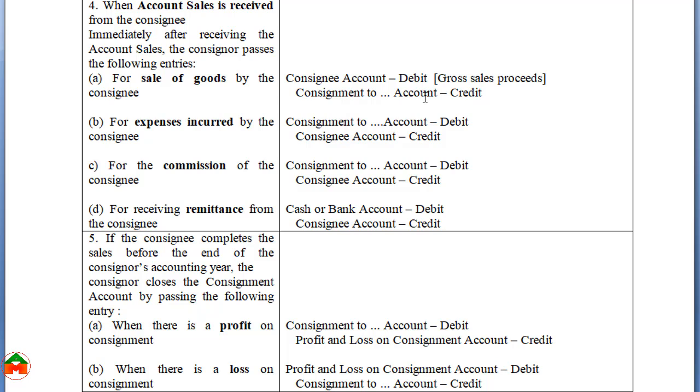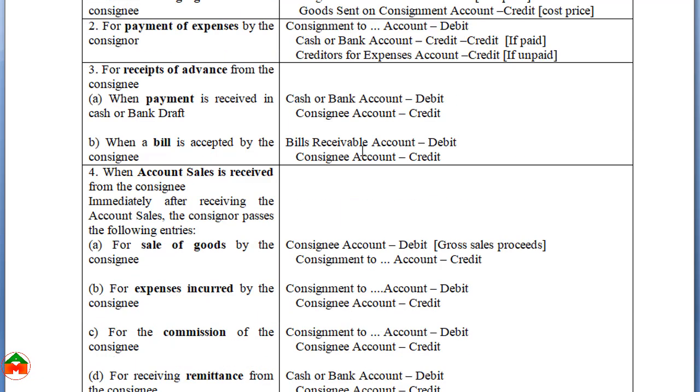And the expenses incurred by the consignee should be shown as consignment to consignee account debit and consignee account credit. For commission, same journal. Expense and commission, same journal. Consignment to consignee account debit and consignee account credit. I am repeating, this journal should be prepared by the consignor after receiving the account sales.